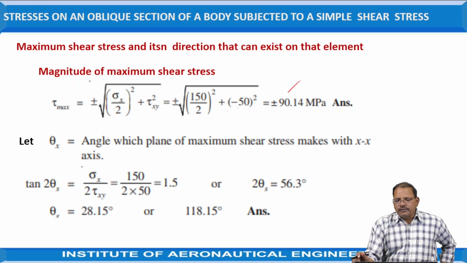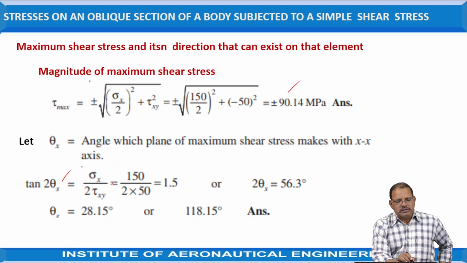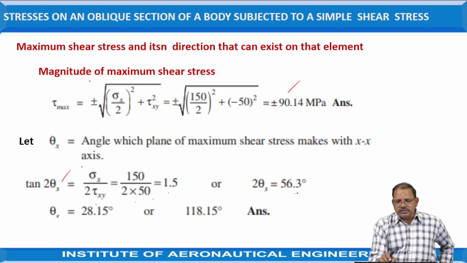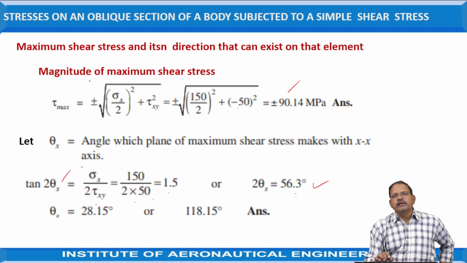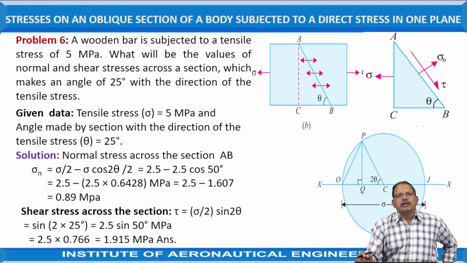Now the direction: theta x is the angle that the maximum shear stress makes with the x axis. According to the relation, tan 2 theta x is equal to sigma x divided by 2 tau xy, which is 150 divided by 2 into 50, equal to 1.5. So 2 theta x is equal to 56.3 degrees. From this relation, theta x is equal to 28.15 degrees, or it is also equal to 118.15 degrees. These were just 5 problems related to the analytical method.